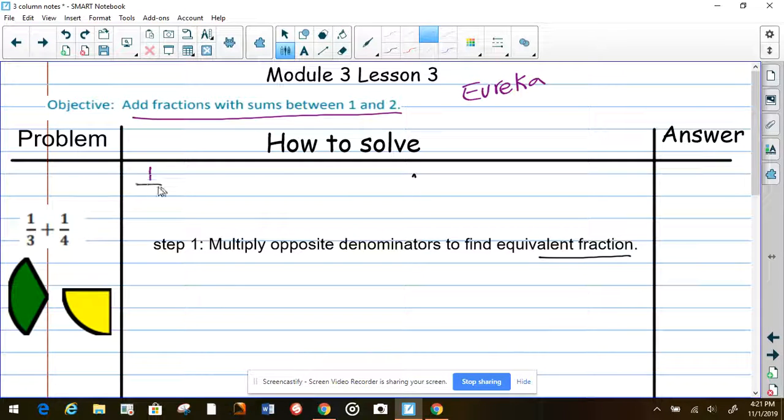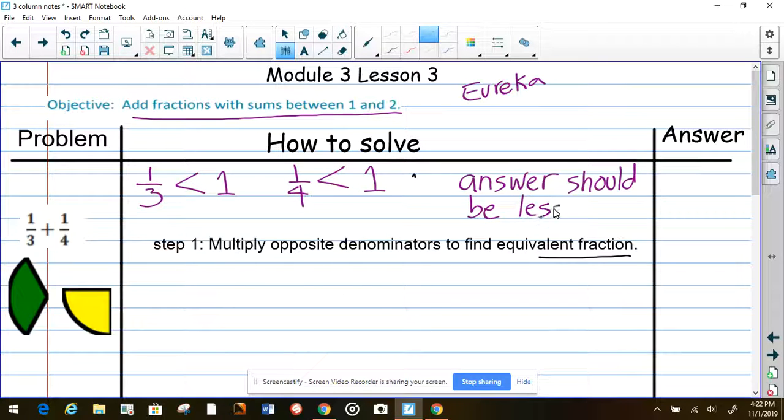So we look at 1/3, and we know that 1/3, as you can see on the picture here, is less than 1, and 1/4 is also less than 1. So the answer is going to be probably, this is how we rationalize things. If this is less than 1 and this is less than 1, we can logically say or rationalize the answer should be less than 1.